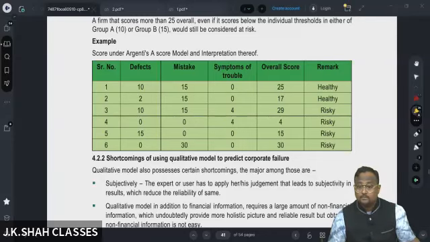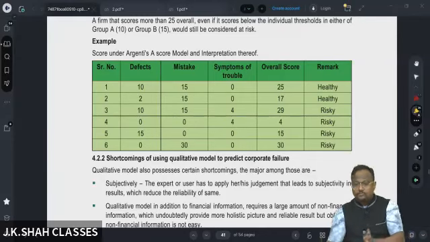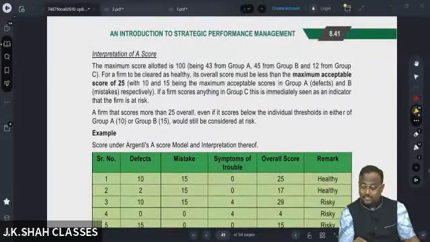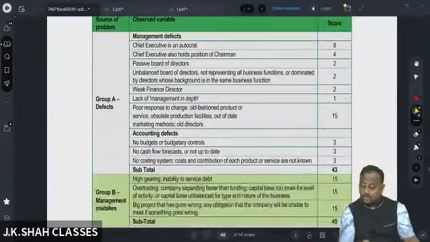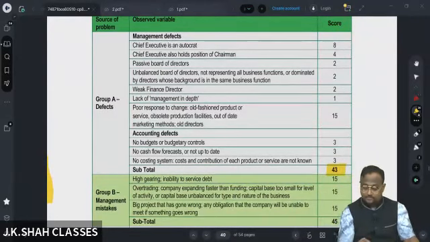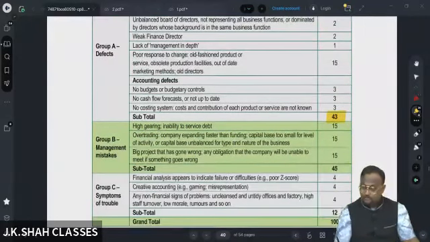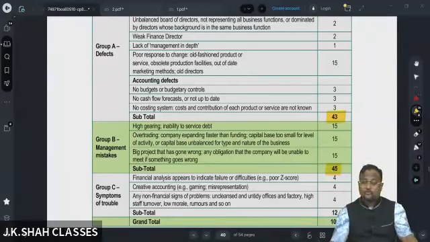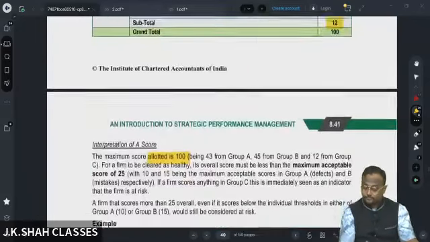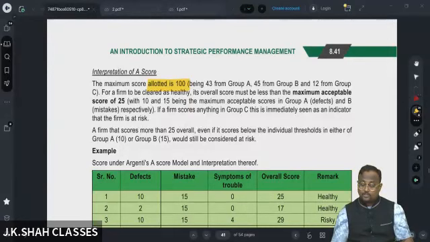That is what I said. So they will give you the criteria. Read this. The maximum score allotted is 100. 100 कैसे मिला आपको याद है? 43 mistakes, 43 defects, 45 mistakes, 12 symptoms. 43, 45, 12.